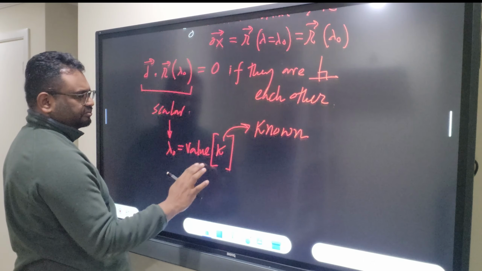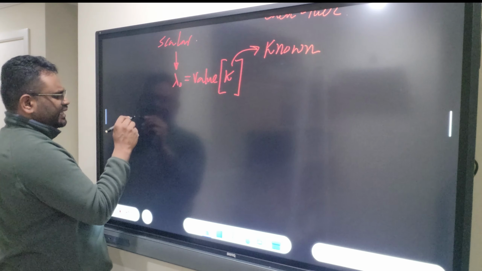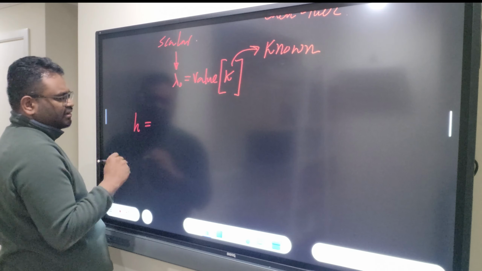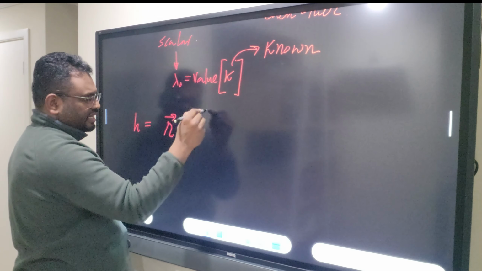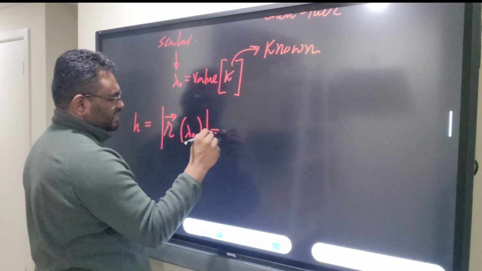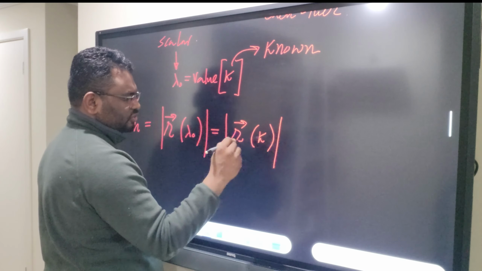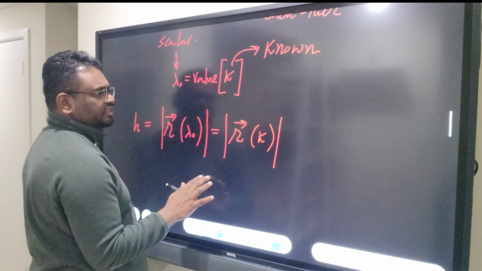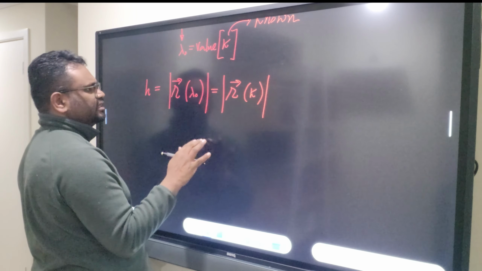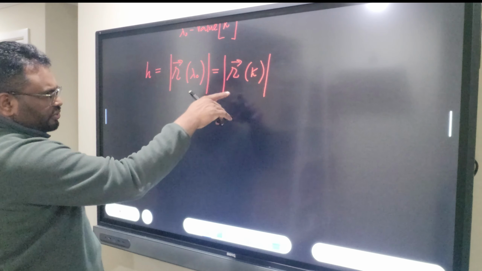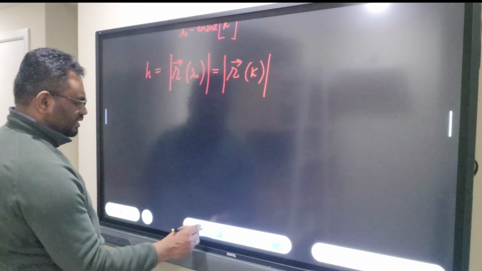We'll discuss the question later. Now, if k is a known value, we need to find that h. So h is nothing but the magnitude of R of lambda 0, that vector. In this case, R of this vector, this value is k, and we take the magnitude. So this is a known thing, and you get the magnitude. That's how we can find this h value. Now how do you get the magnitude here? That we will discuss in a minute.